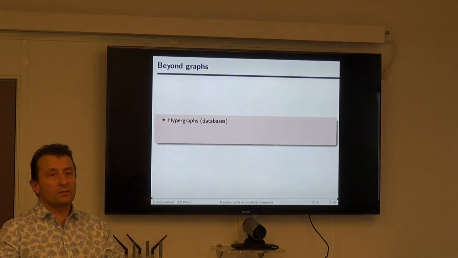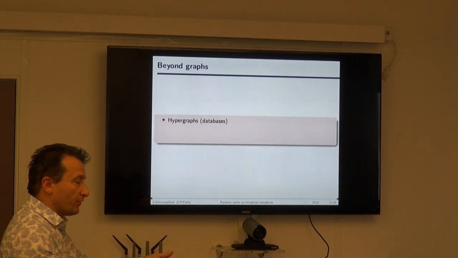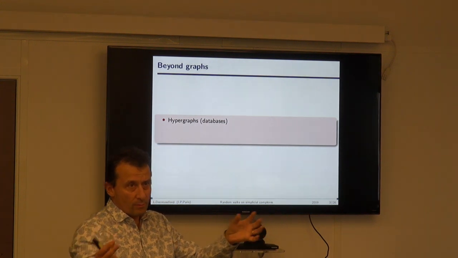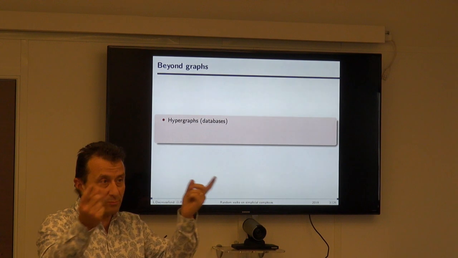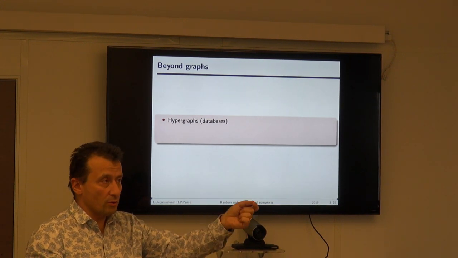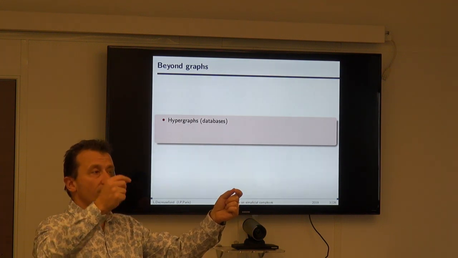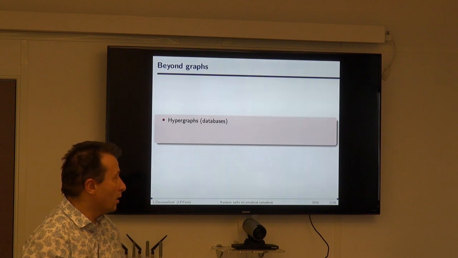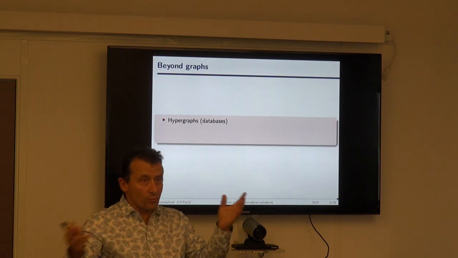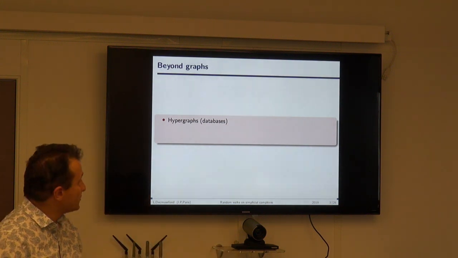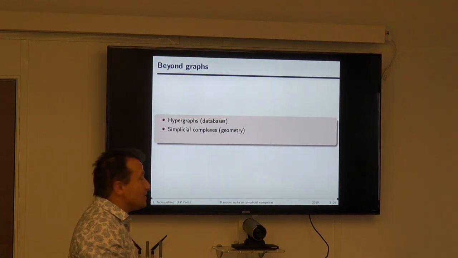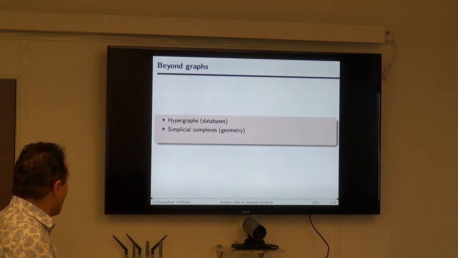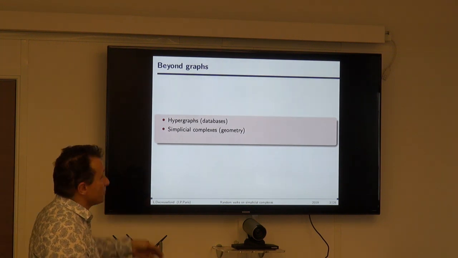The question is, what is there beyond graphs? A graph is something to represent a relationship between two objects. But if you want to represent a relationship between three objects, for instance, you can imagine that you have a picture, you have the place where it has been taken, and you have the guy who has taken the picture. So you have a triangle of relationships between three things. So this is called hypergraphs, and it's used in databases. The very same object is the notion of simplicial complexes, and it's used in geometry, in topological data analysis. And I won't say a word on that because it will be the subject of the following.